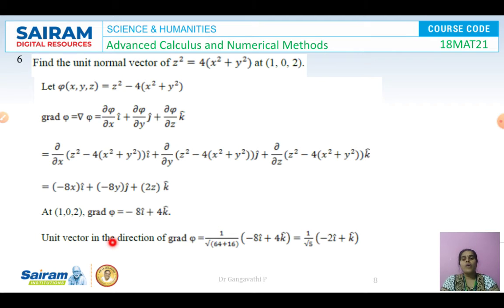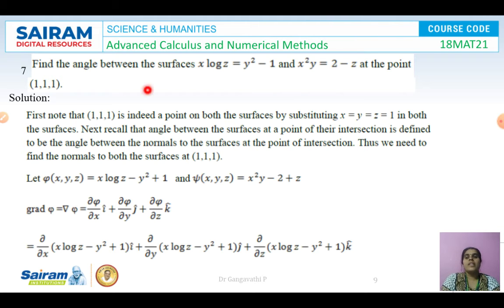So the unit normal vector in the direction of grad phi is the given vector, minus 8i plus 4k, divided by the modulus. The modulus of any vector is the square root of the sum of the squares of the components. So the i component is minus 8, the square of which is 64. Similarly, the j component is 0 and the k component is 4, the square of which is 16. So minus 8i plus 4k by square root of 64 plus 16, and on simplifying we get this as the answer.